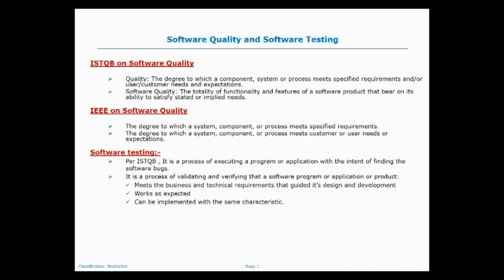Per ISTQB, software testing is the process of executing a program or application with the intent of finding software bugs. The whole purpose of software testing is to find the bugs which are lying in your product and which can affect your product's functionality, or can come out when the client is using it. So the whole intent is to find the software bug.